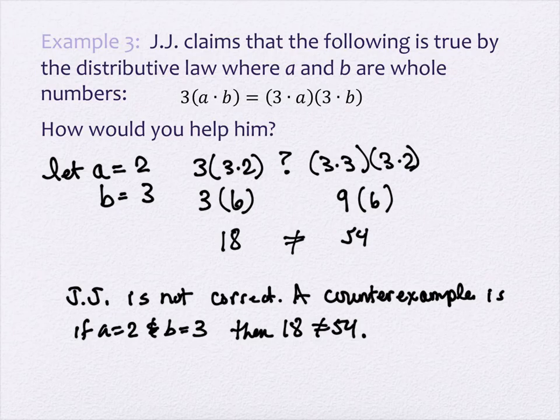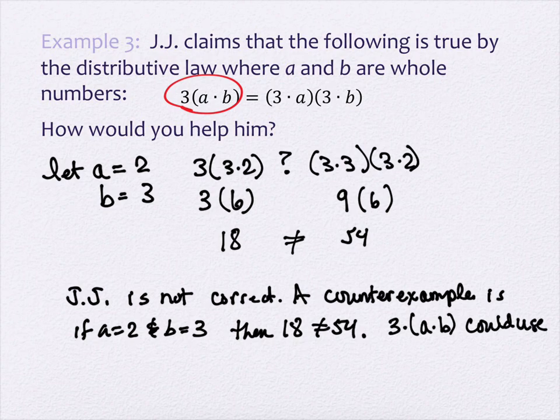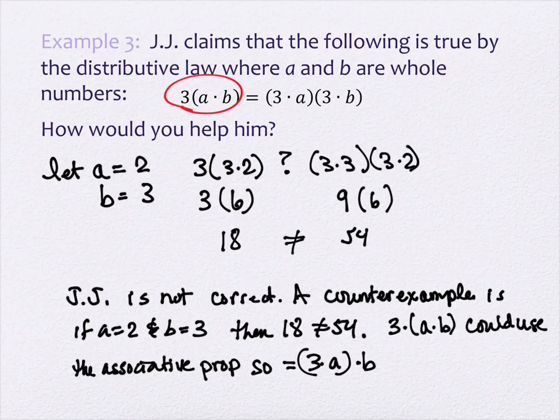Can you tell what property you could use here to rewrite it? Look back at your property list. There is a property that allows us to rewrite this, or to think of it differently anyway. Yeah, 3 times A times B could use the associative property. So it equals 3 times A and then times B. You could even flip the A and the 3 around, or group the 3 with the B and use some commutative properties, right? Or B times 3A with the commutative property.